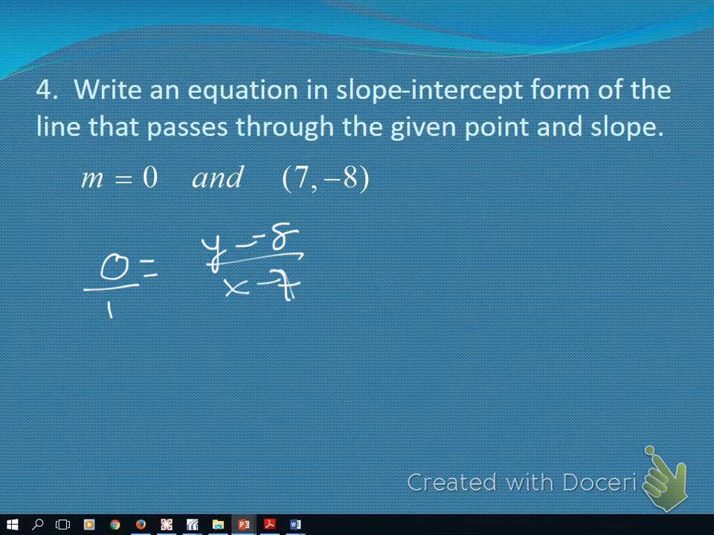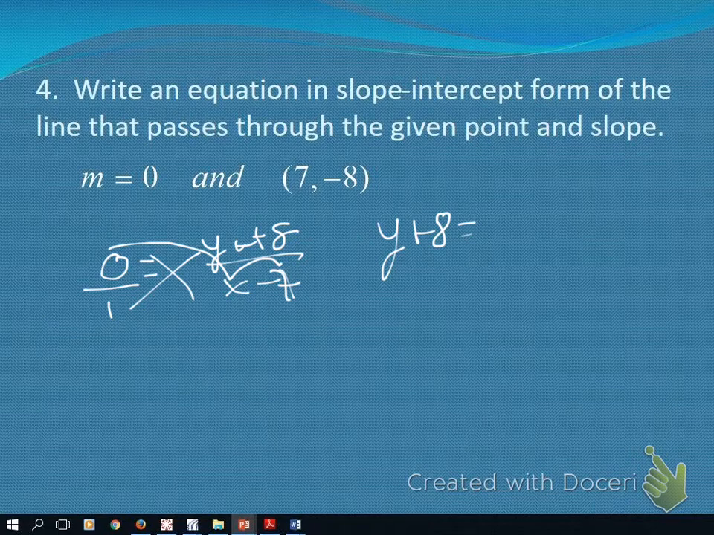No problem, right? The weird part comes when you make those two minuses a plus. The weird part comes when you cross multiply. 1 times y plus 8 is y plus 8. 0, distribute the 0 here and here. 0 times x is 0. Not 0x, not x. X times 0 is just 0. 0 times negative 7 is 0. So now we get y plus 8 equals 0.